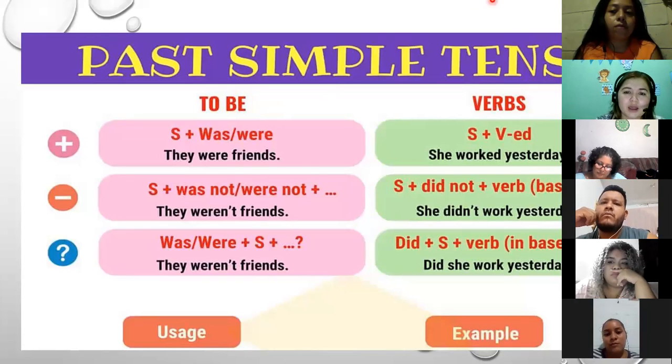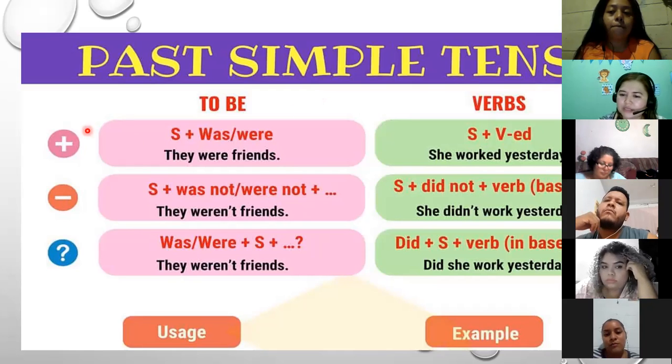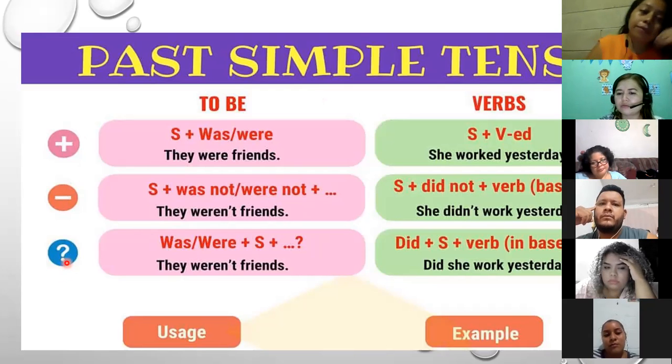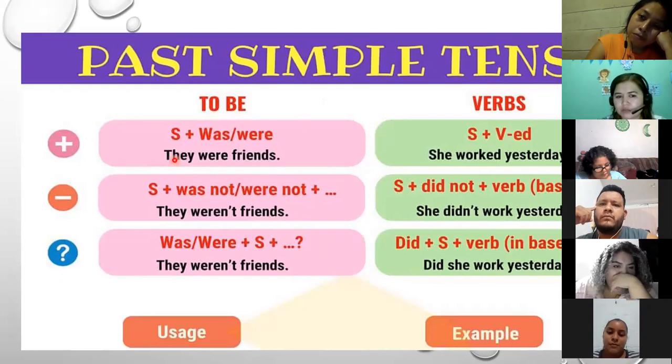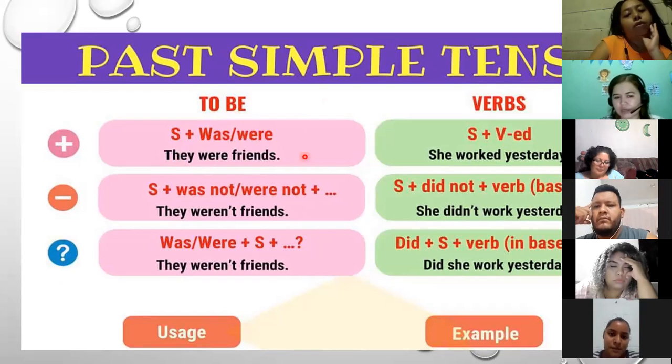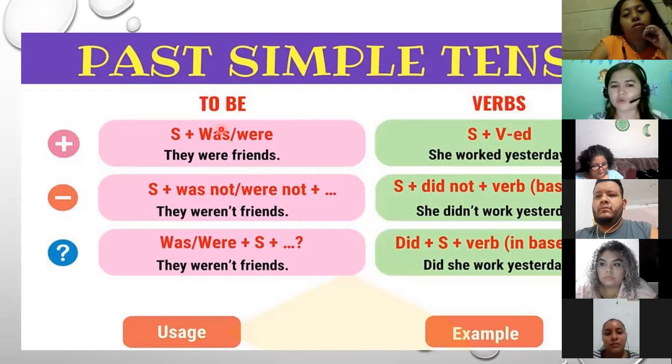So now we have the verb to be, but in past, okay? We have the same story. We have positive, we have negative, and we have questions. Okay, so if you want to create a positive sentence using the simple past with the verb to be, you need the subject and you need was or were plus the complement, right? We have an example: they were friends. We were friends, okay? Or he was, okay? Acuérdense que el was va a ser para he, she, it, y los demás subjects will be were, okay?